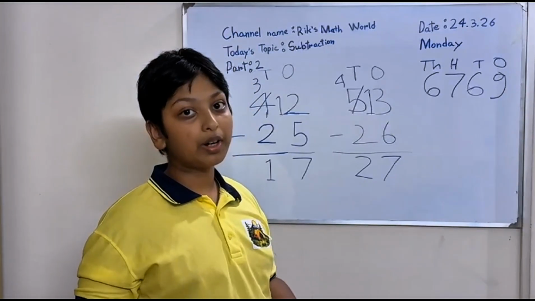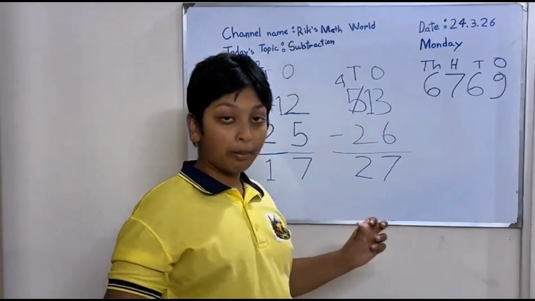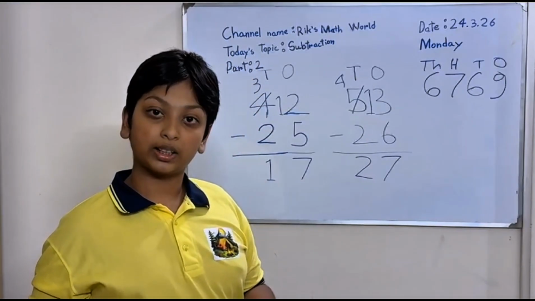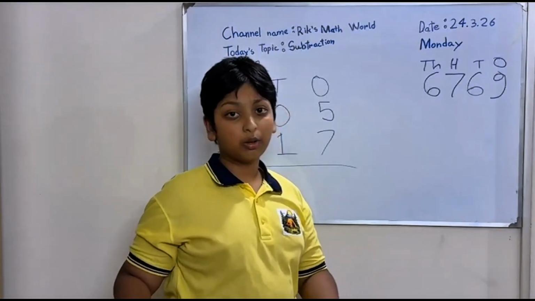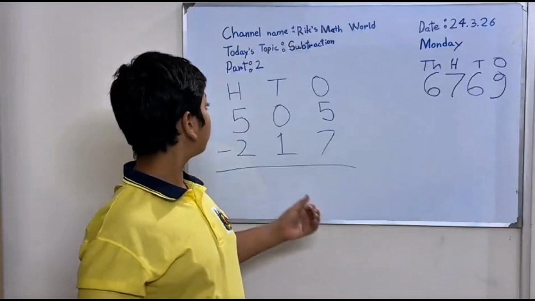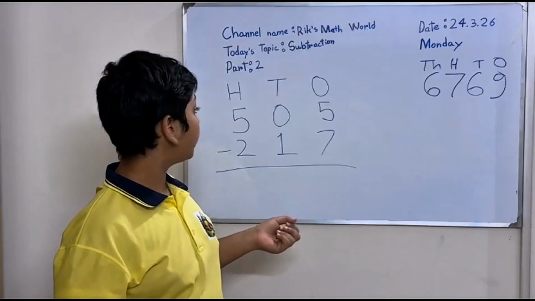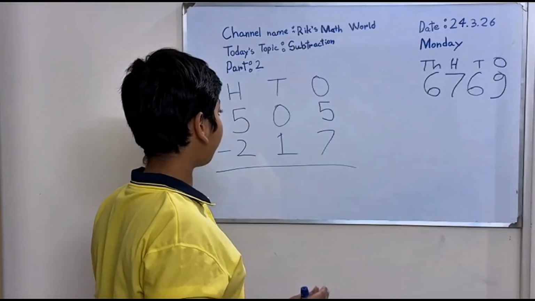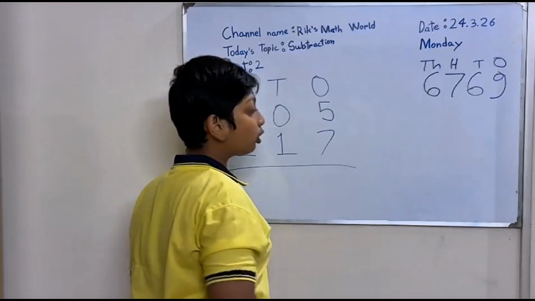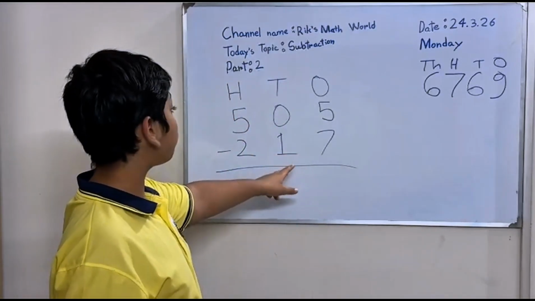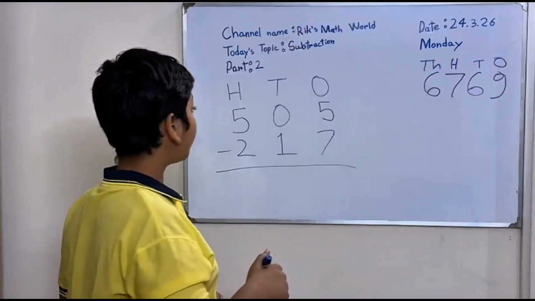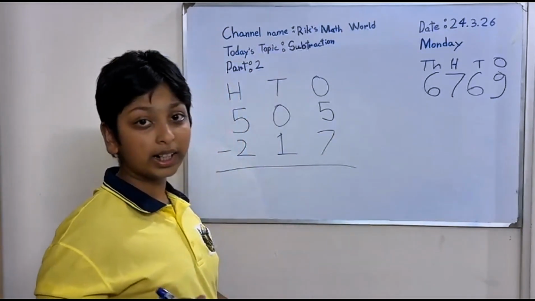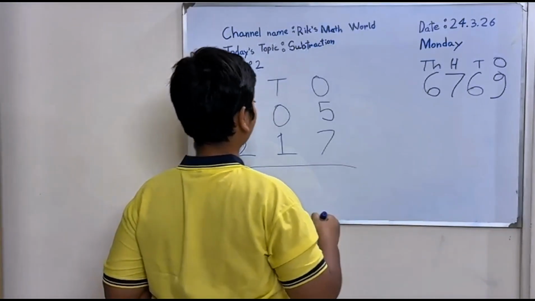So now I will teach you about one more thing that you have to remember when doing subtractions. Okay, friends? Friends, now see what we have to do here. The numbers you can see are 505 minus 217. So we also have to do borrowing in this particular math problem because the above number is smaller than the down number. So we have to borrow.